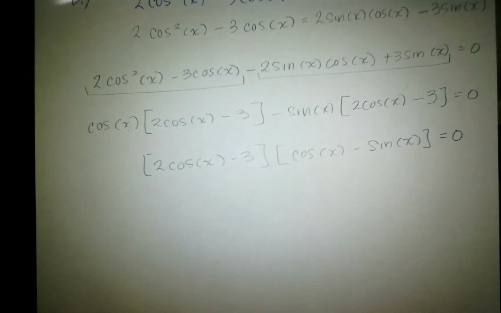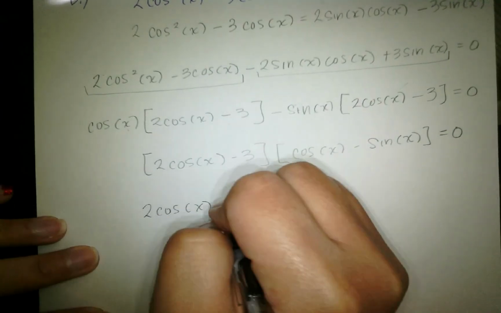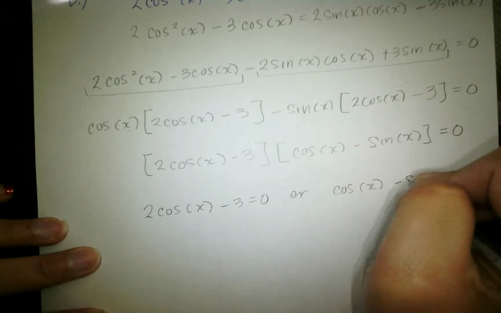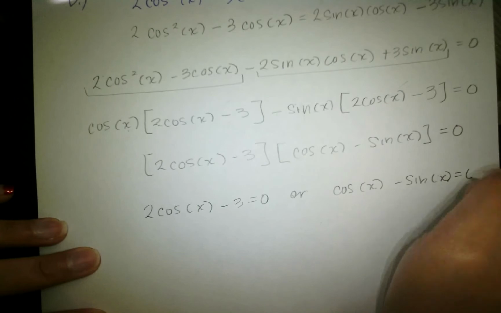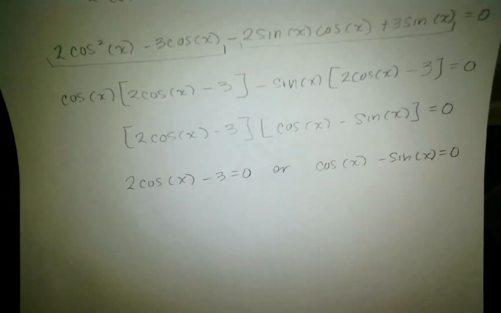Alright, so now that it's completely factored, something times something equals 0, we can set both pieces equal to 0 and solve. So 2 cosine of x minus 3 equals 0, or cosine of x minus sine of x equals 0.